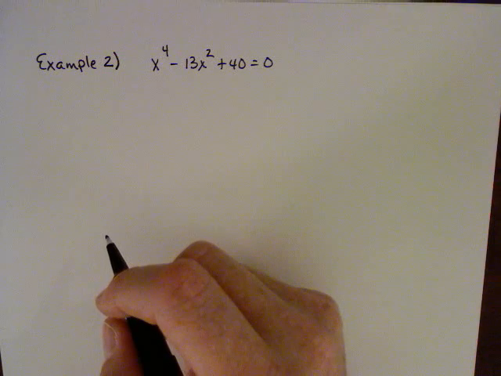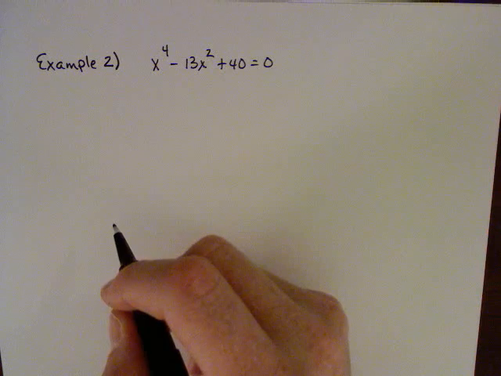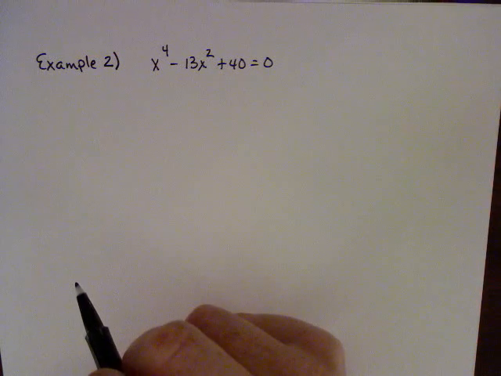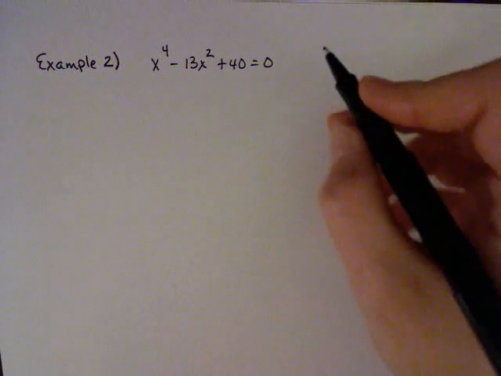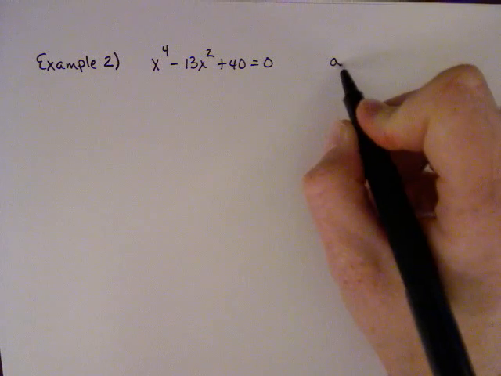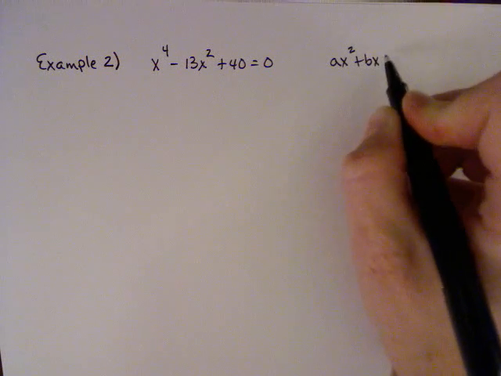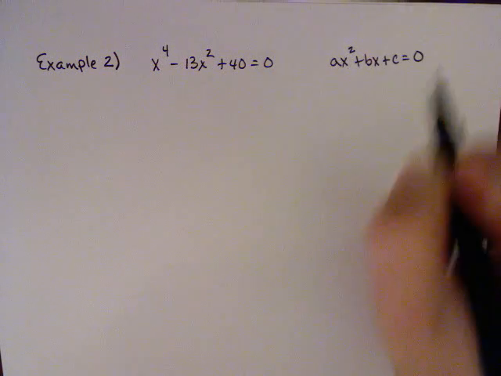In example 2, we're going to use U-substitution to solve this equation. We're going to try to make it look more like a quadratic that you're used to seeing. Again, a quadratic is ax squared plus bx plus c equals 0.